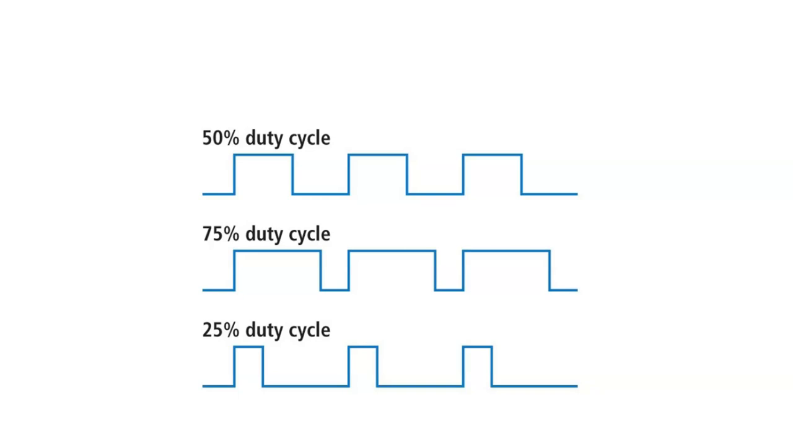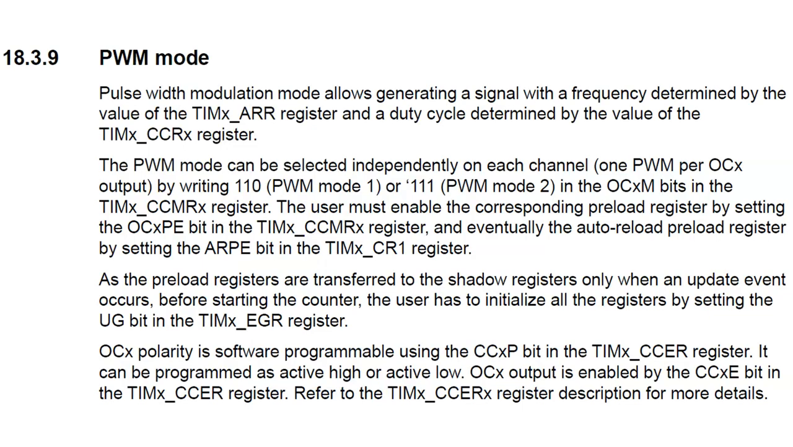In the case of pulse width modulation, PWM, the setup is very, very similar to output compare, and you'll see when you look at the procedure. The PWM mode is described in section 18 of the reference manual for the STM32F407. Here is a copy of that. It says it allows signals with a particular frequency determined by the value of the TIMx_ARR register. Well, we knew that, right?